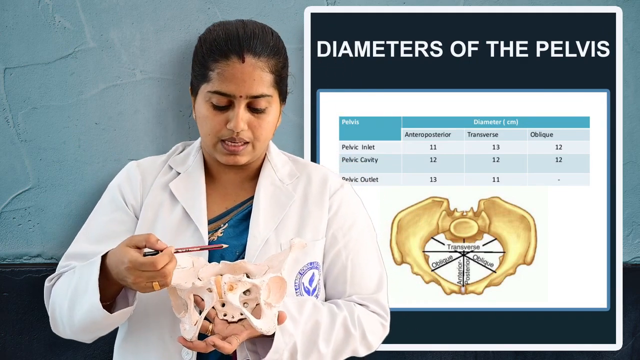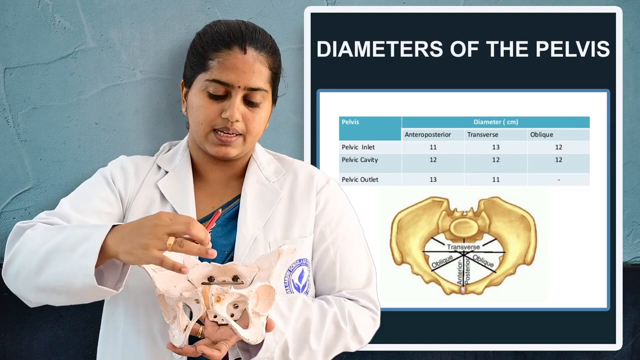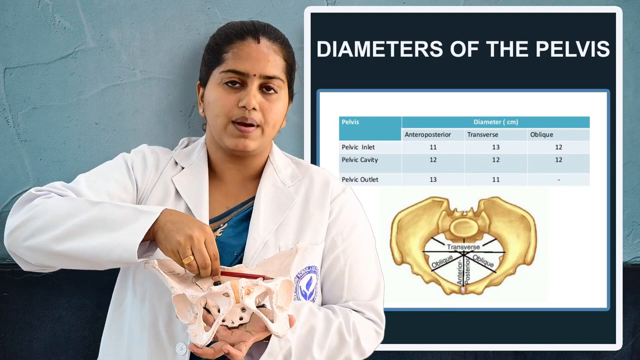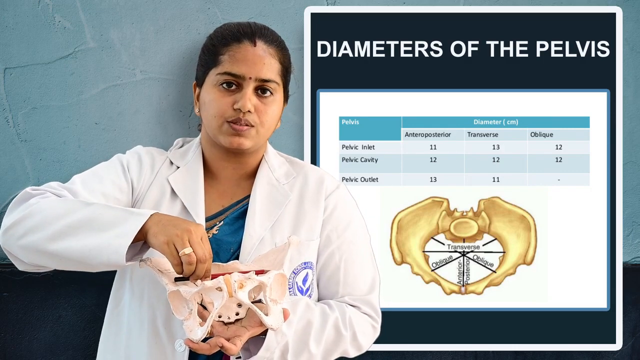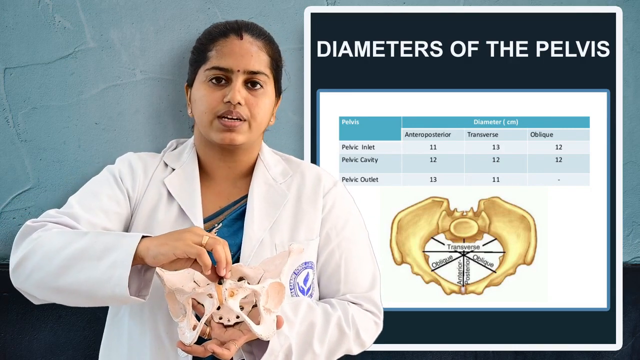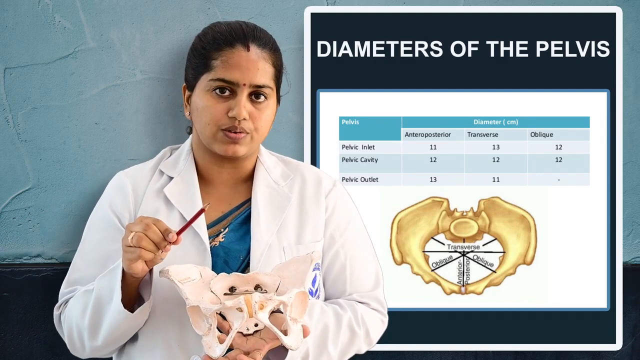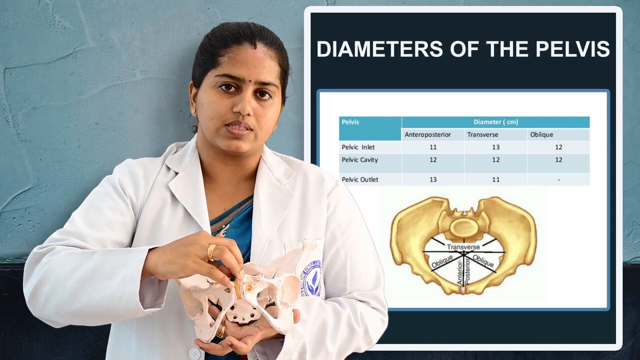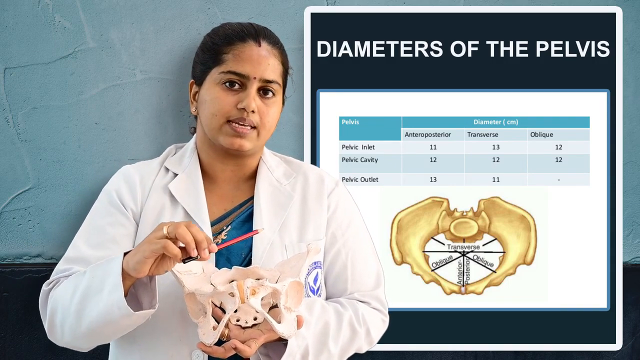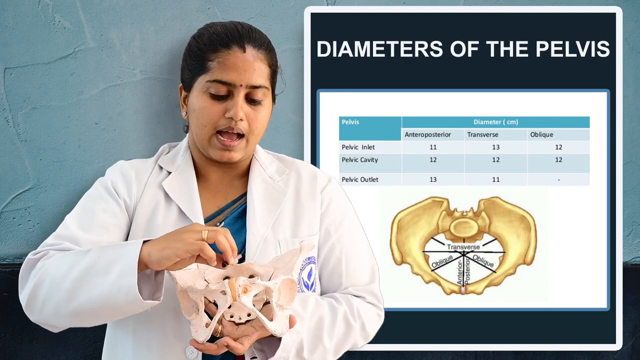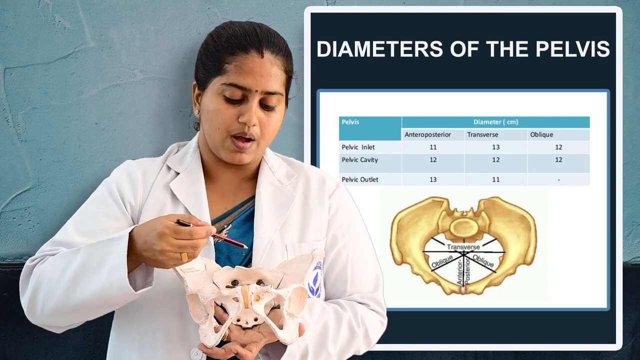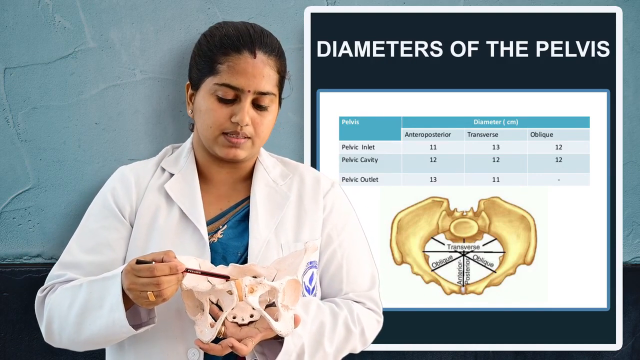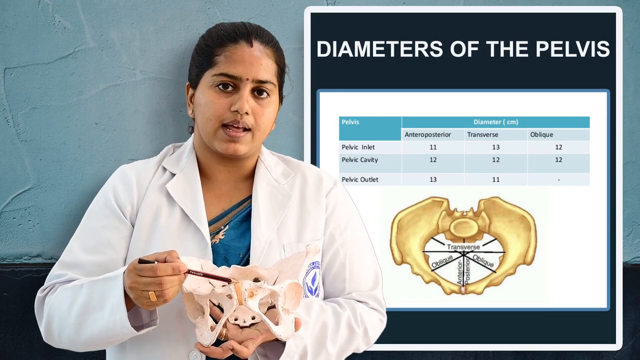Then next we will see the diameters of the pelvic brim. There are three kinds: anteroposterior diameters, oblique diameters, and transverse diameters. The anteroposterior diameter has three types: the anatomical or true conjugate, the obstetrical conjugate, and the diagonal conjugate. The anatomical conjugate runs from the upper border of the sacral promontory to the upper border of the symphysis pubis, which is 11 centimeters.